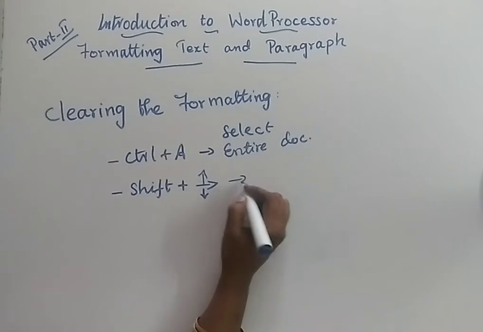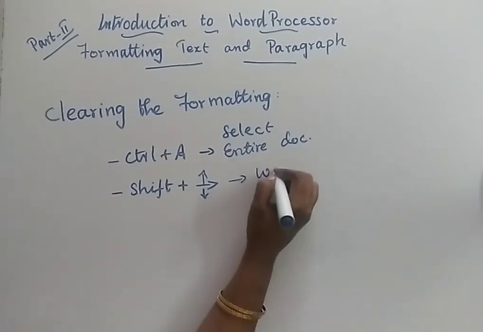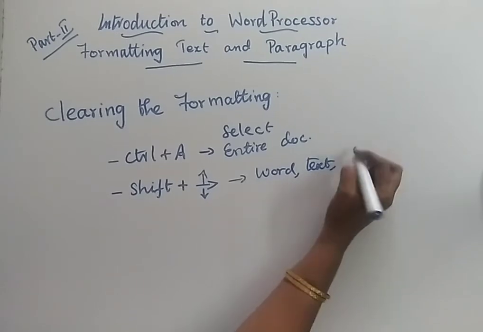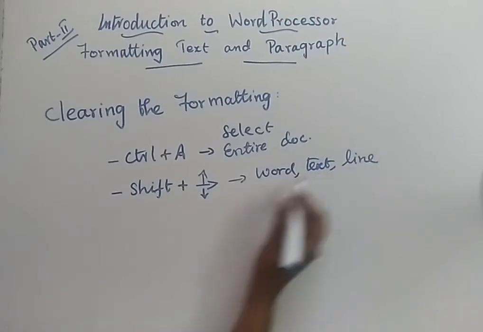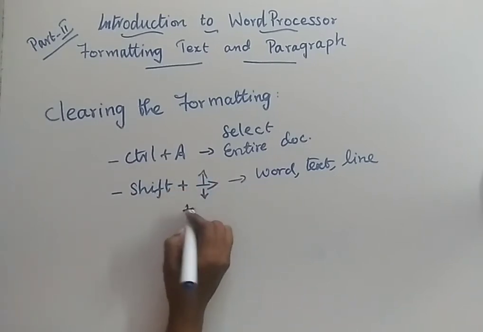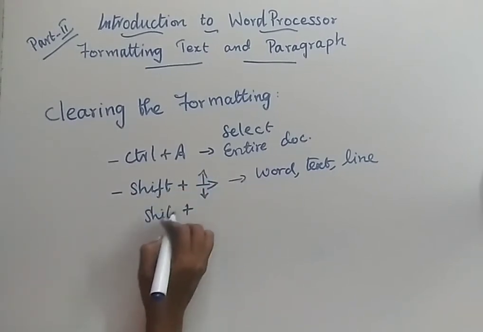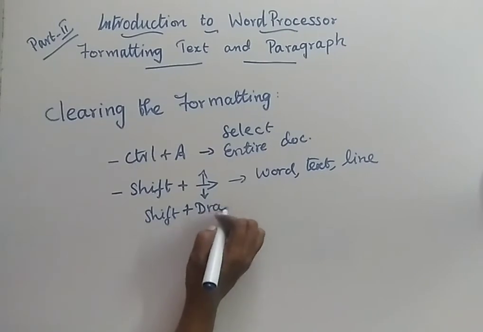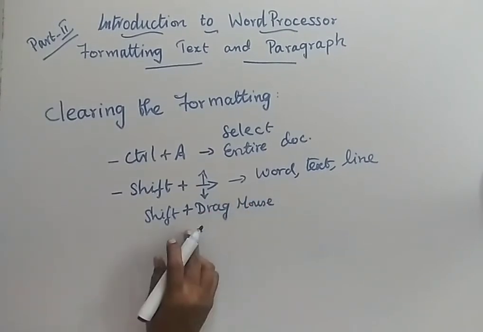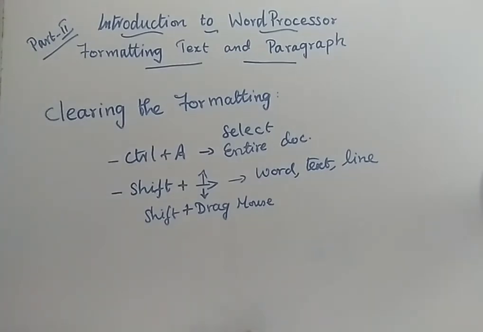So this is used to select a word, a text or a single line. You people can click shift plus these arrow keys. Otherwise, shift plus drag the mouse. So these are the ways that you people can select a word, a text or a single line.